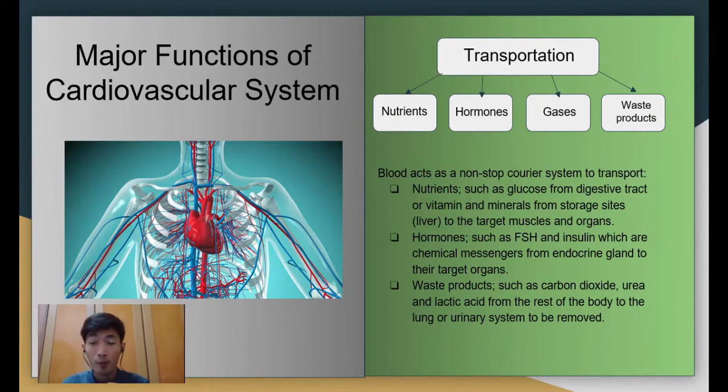My name is Faris. I am going to present about the function of the cardiovascular system. There are 3 main functions of this system in our body, which are transportation, protection, and thermoregulation. For transportation, the cardiovascular system has blood, which helps to transport substances like nutrients, hormones, gases, and even waste products. For example here, nutrients such as glucose from the digestive tract, hormones such as FSH from endocrine glands, and gases like oxygen from the lungs are all transported by the blood to their target muscles and organs.